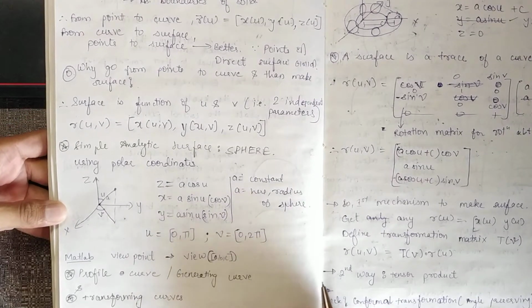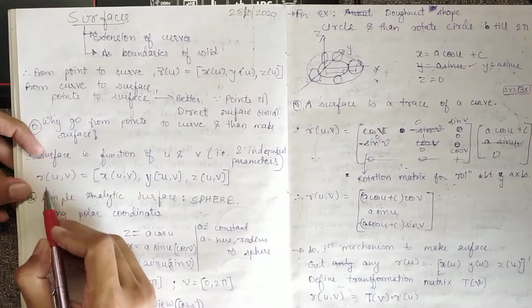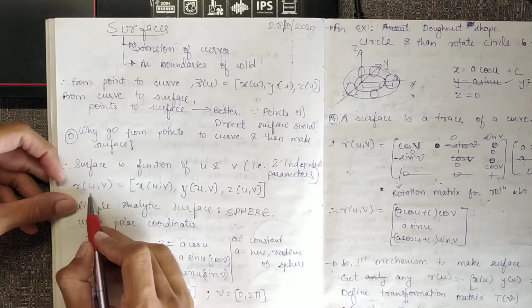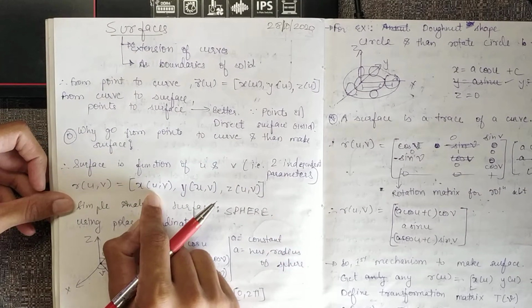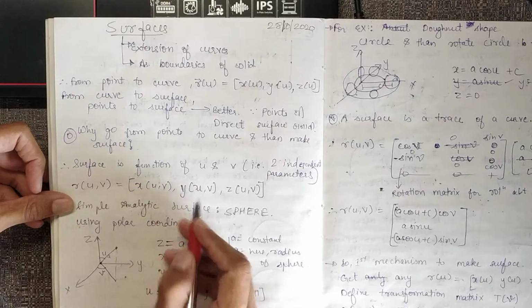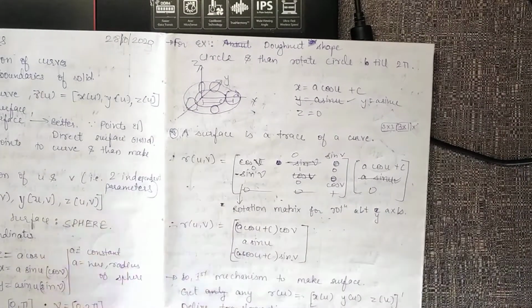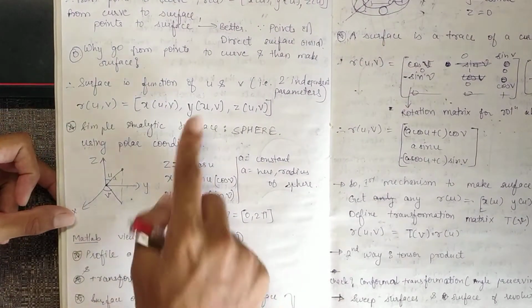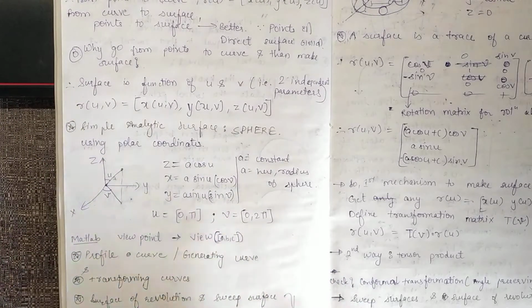And then going to a more complicated surface, this is the basic equation r(u,v), which is a surface written in terms of three components x, y and z, which are again a function of u and v, which are two independent parameters. So one of the ways of making a surface is we take a curve and then we do some continuous transformation on the curve, and then we get a surface.